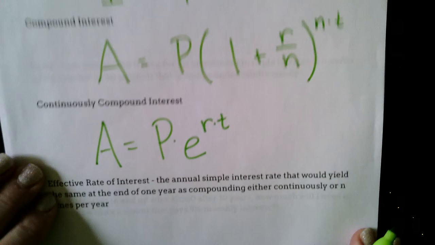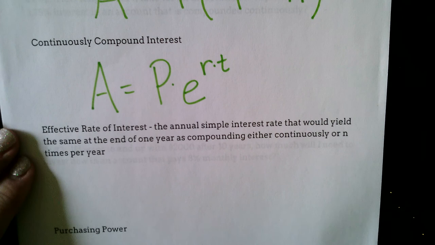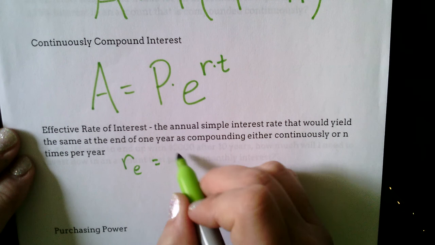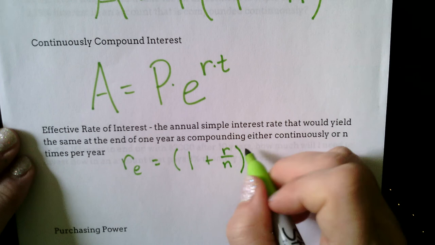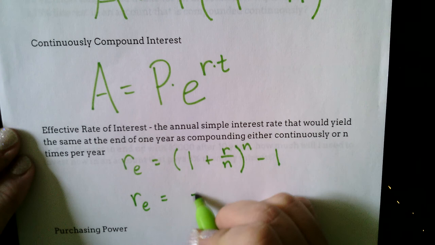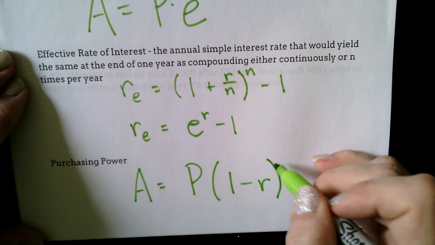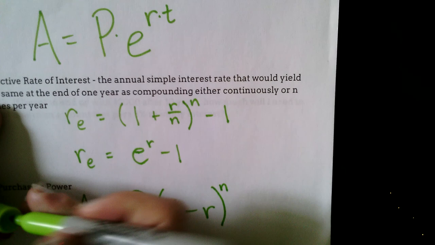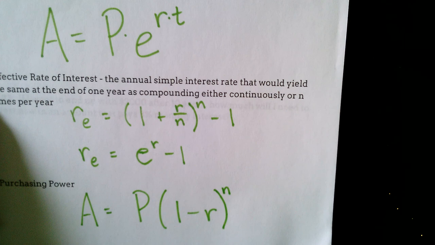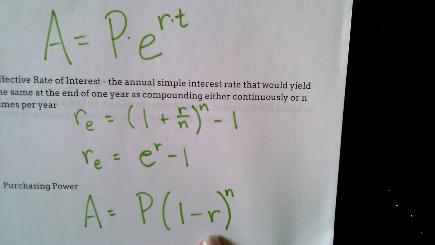And then we have effective rate of interest. There's two of those, and we use R sub E for them. I'm going to explain what all these letters are and what all these formulas mean in a moment. And then purchasing power, A equals P times (1 minus R) to the N. Okay, let's go back and talk about what all the letters mean and when we use each of these formulas.